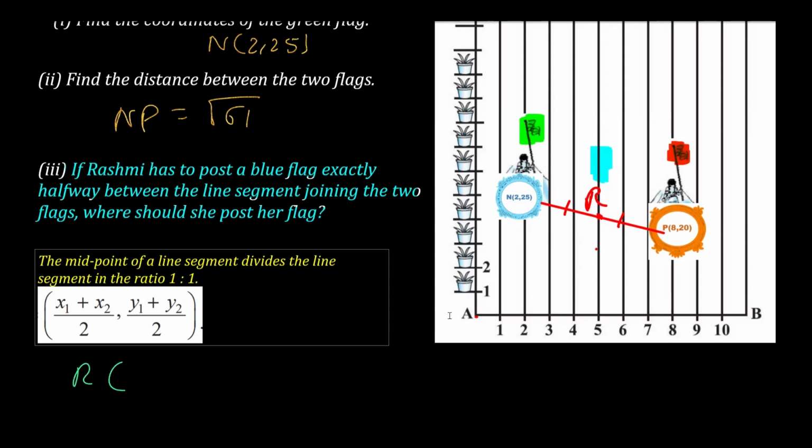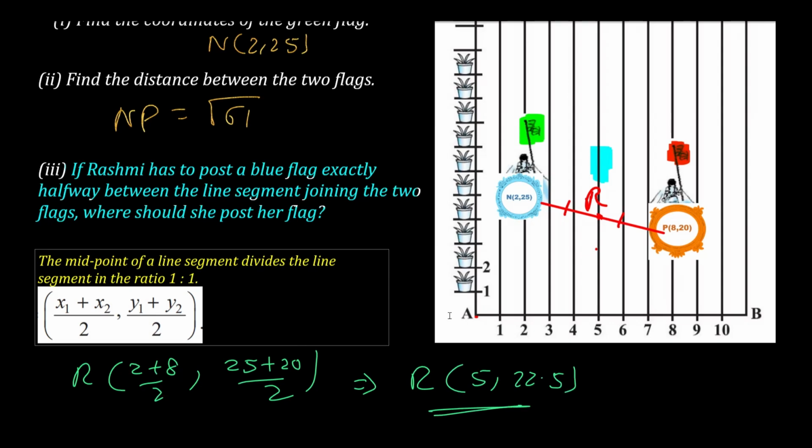So the coordinate of R will be x1, and x1 is how much? 2 from the figure, and x2 is how much? 8. So it's 2 plus 8 over 2. And similarly, we'll get the y coordinate. As you can see from here, the y coordinates are 25 and 20, divided by 2. So after simplifying, 8 plus 2 is 10, 10 over 2 is 5, and this is 45 over 2, which is 22.5.